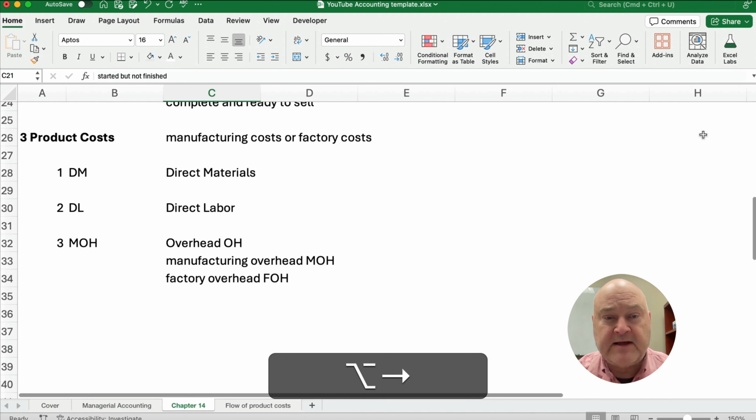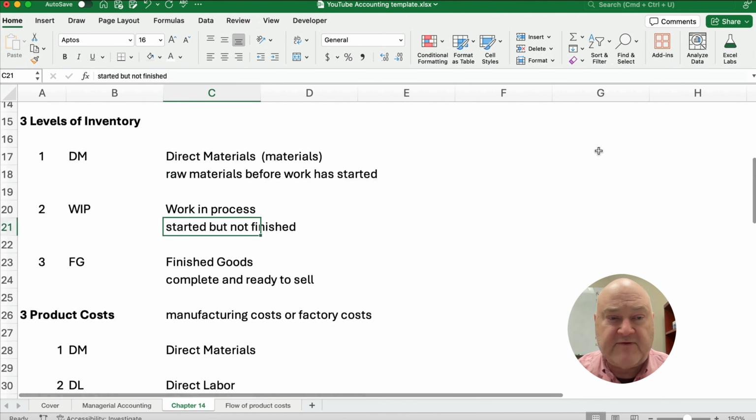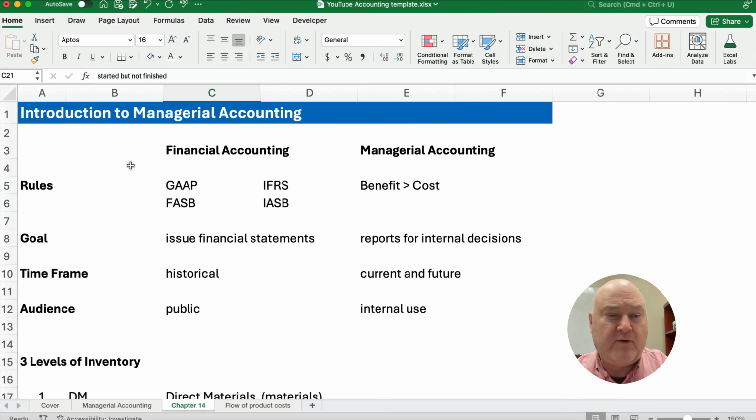So let's get started. At the very beginning of managerial accounting, we have just spent time with financial accounting. The first course you take is Principles of Accounting 1 or Financial Accounting. And so you learned things like rules, like Generally Accepted Accounting Principles or GAAP. You learned about the Financial Accounting Standards Board. You learned about the International Financial Reporting Standards, or IFRS, and the rules are set up by the International Accounting Standards Board. So lots of rules, lots of requirements.